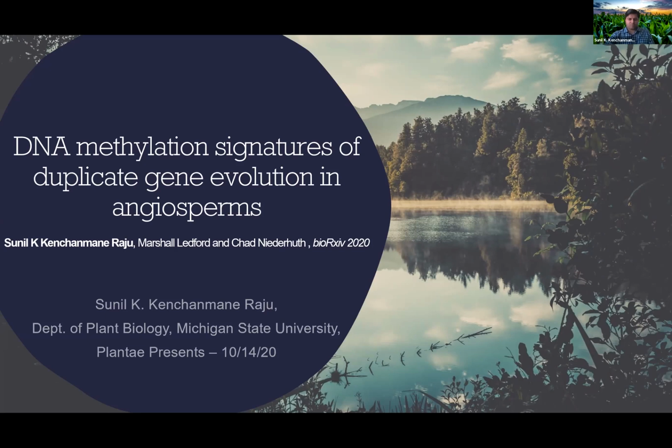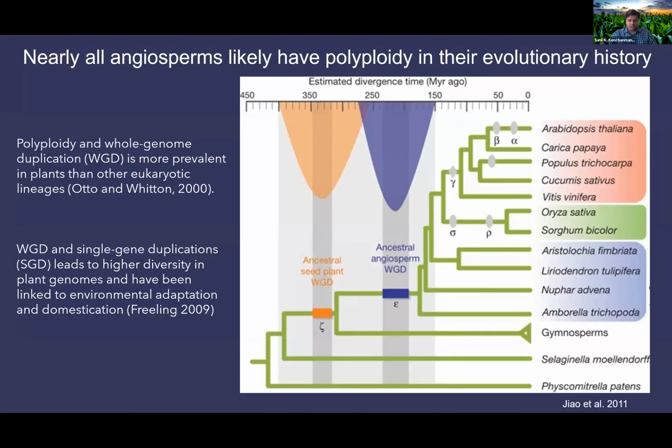So polyploidy or whole genome duplications are more prevalent in plants than in any other eukaryotic lineages. That's why when you look at most of the angiosperms, they would likely have had a polyploidy event in their evolutionary history. Whole genome duplications and also small scale duplications, which are also called single gene duplications, lead to higher gene content in the organism. And this higher diversity, particularly in plant genomes, is linked to environmental adaptation and domestication. As you can see here, angiosperms have gone through multiple whole genome duplications, some specific to angiosperms and some specific to individual families. One of the prominent examples is a recent duplication in the maize genome.